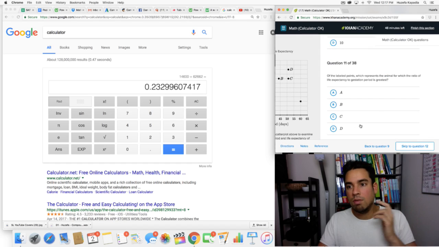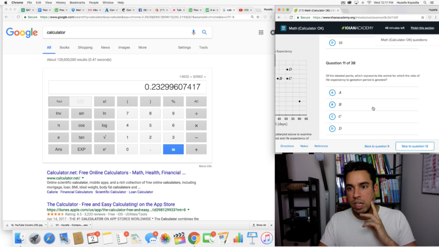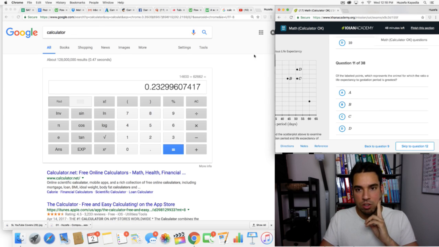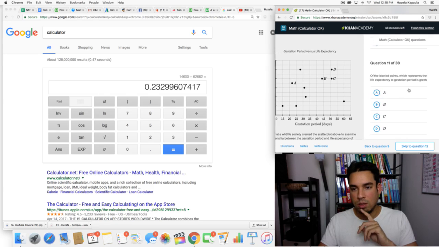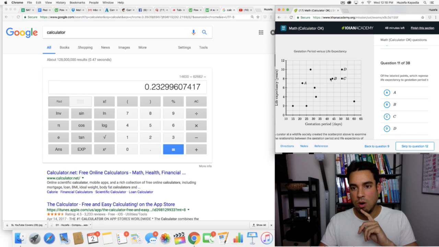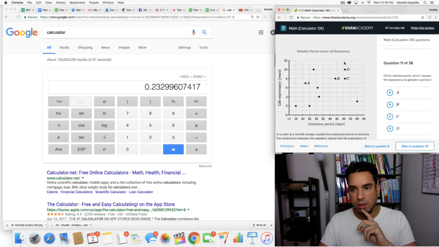Hey, there's another question. Of the labeled points, which represents the animal for which the ratio of life expectancy to gestation is greatest? Basically, this has got to be really high relative to this guy. So this is like 10 over 28. Oh, no, the letter, it's A. Because these guys are around the same life expectancy, but life expectancy over gestation would be like 8 over 42, 8 over 50, whatever, 10 over 50. But this one is like 7 over a much smaller denominator of 22, right? That's almost like a third. This is like a fifth or something like that. So I'm going to go with A, and we're going to go to the next question.